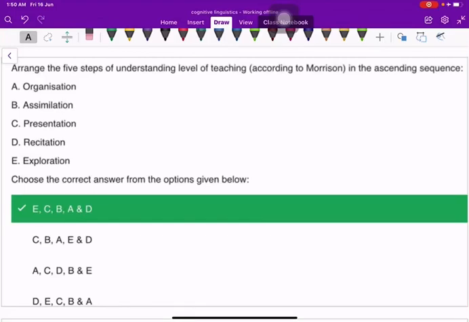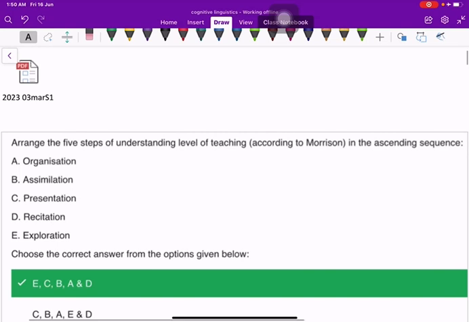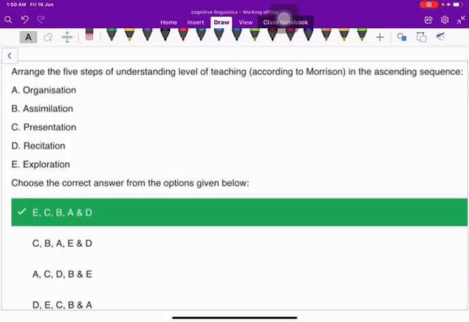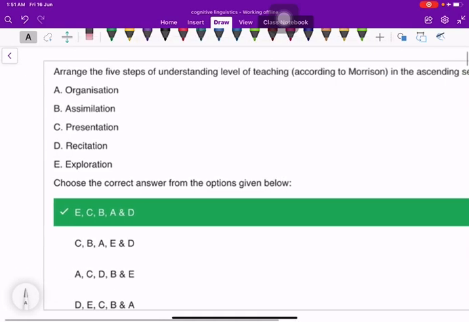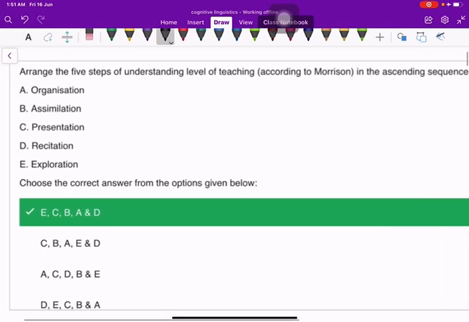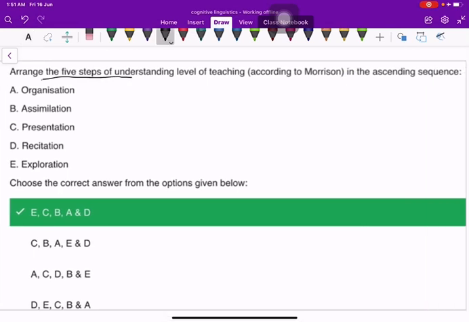Now, arrange the 5 steps of understanding level of teaching according to Morrison. Arrange the 5 steps of understanding level of teaching according to Morrison in ascending sequence. Ascending, that is not descending, not from the top to the bottom, but ascending, that is from the lowest level to the highest level.